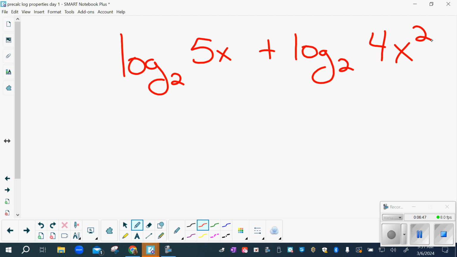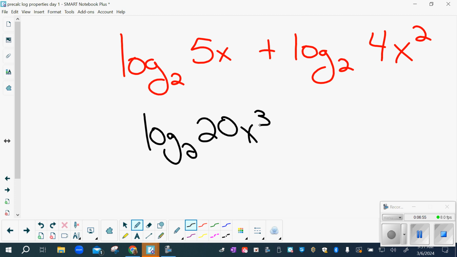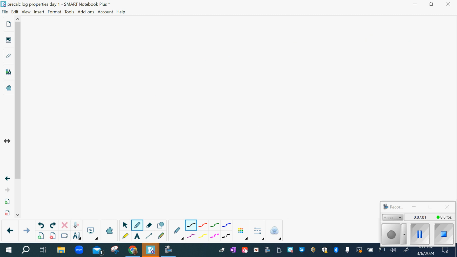Are you ready? Did you come up with this? Did you say log base 2 of 20x to the third? If you did, you're fired. Let's do one last one, and this is why the lesson on the other class went so badly. This was problem number 2 for them, and that was bad.